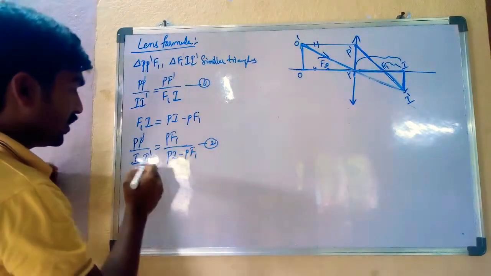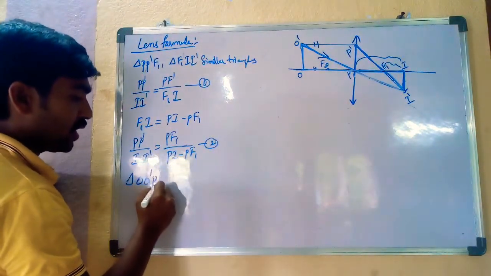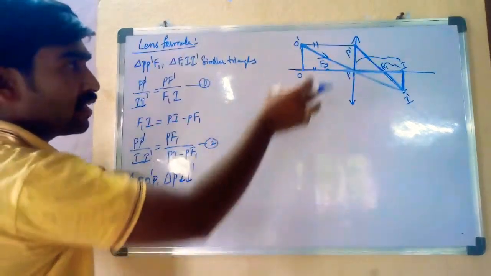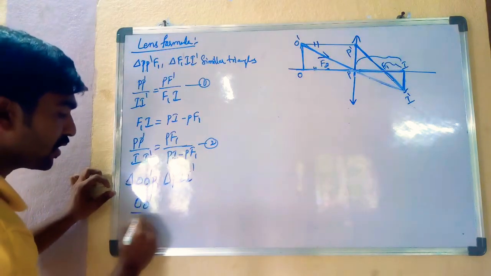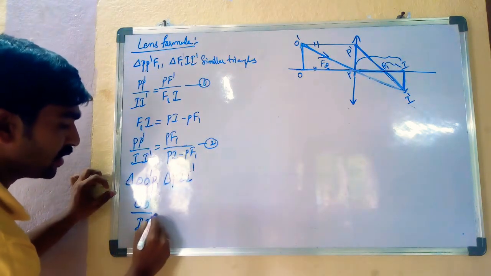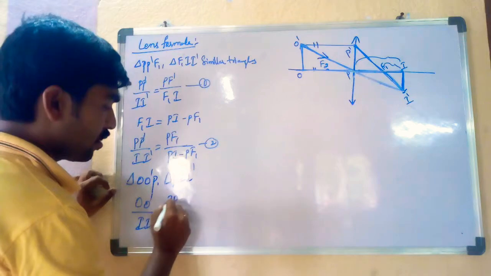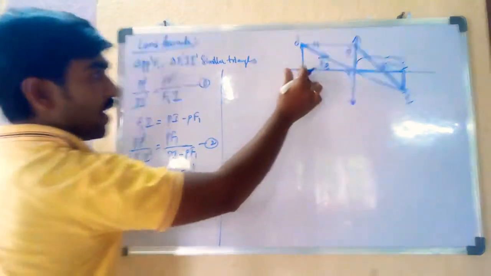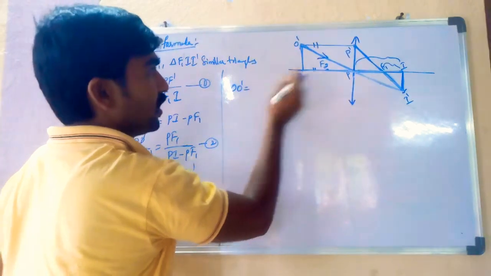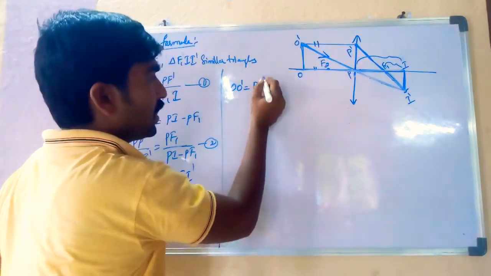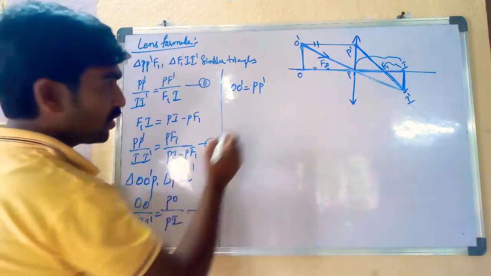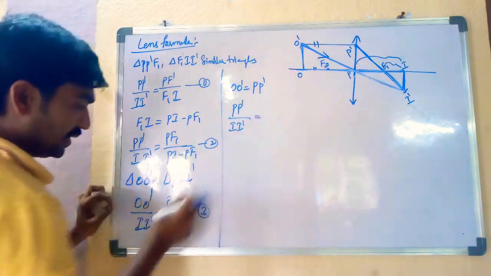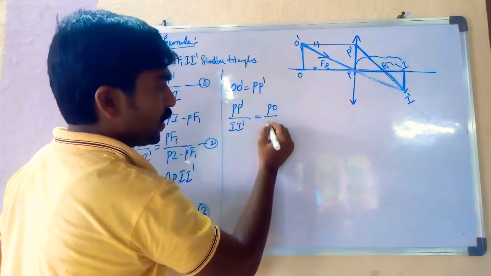We have to find another set of similar triangles, that is triangle O dash P O and triangle P I I dash. Both are a similar set of triangles. The same rule we are applying here: O dash by I dash is equal to P O by P I. Equation number 3. From the figure, the height of O dash is equal to the height of P dash. Substitute in the above equation 3.